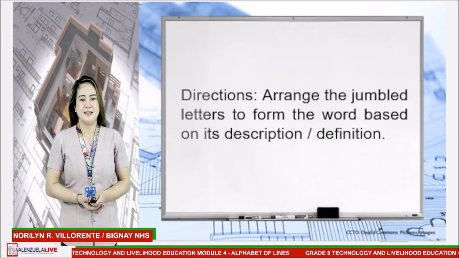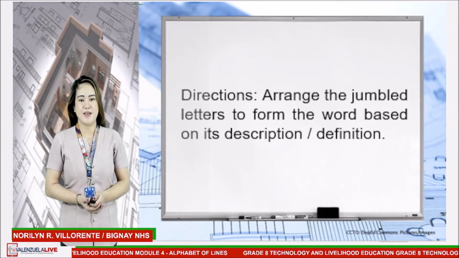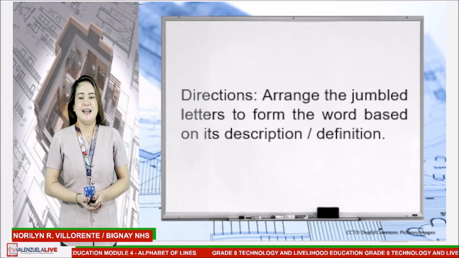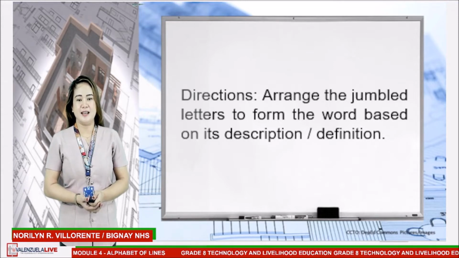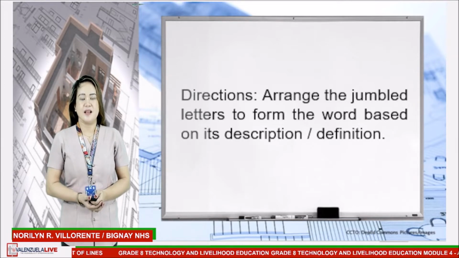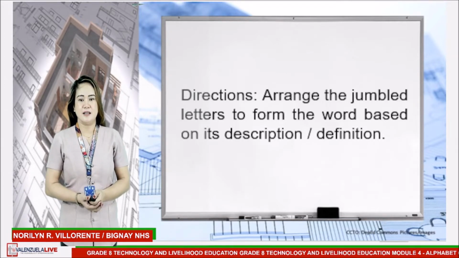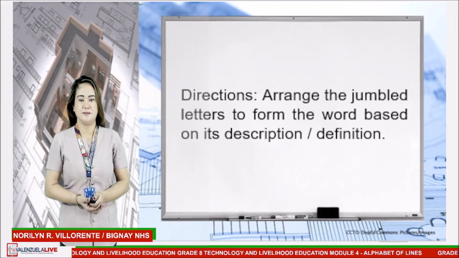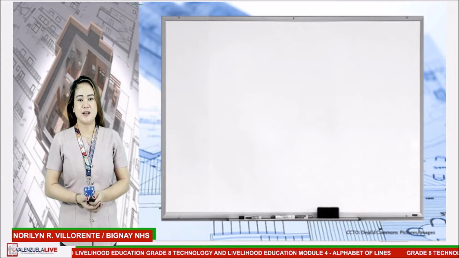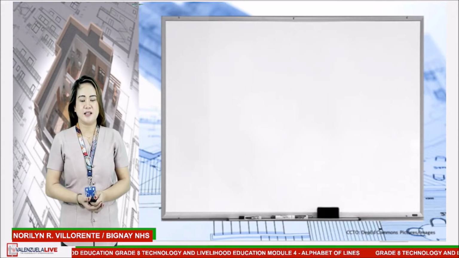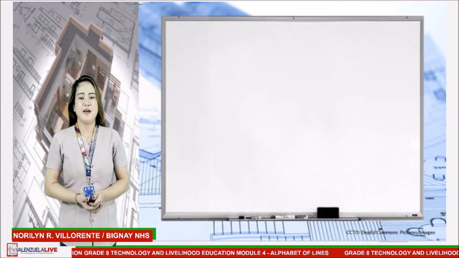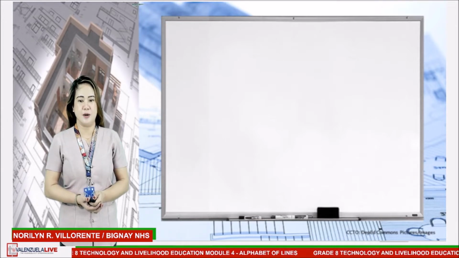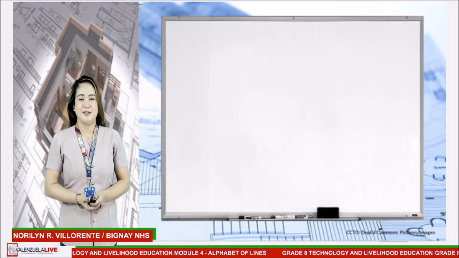For now, let me assess if you can still remember some of the important words you had in your previous lesson. Let's have a short review entitled, Do You Remember Me? With the directions, arrange the jumbled letters to form a word based on its description or definition. Write your answer in the comment box and in your activity notebook. You have 5 seconds to comment your answer below. Are you ready? Great! Let's start.